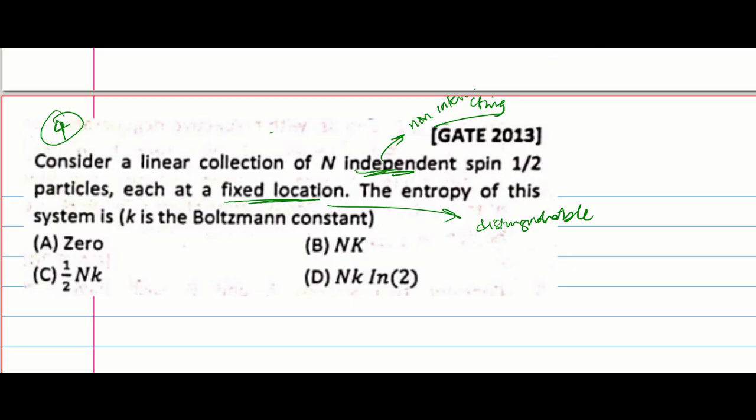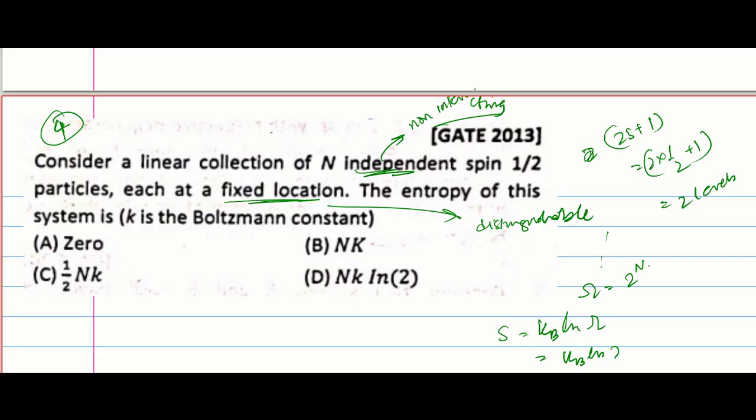So the number of energy levels a spin half particle can have is 2S plus 1, which is 2 into half plus 1, which is 2 levels. Again by the same method, the number of microstates would be 2 to the power n. Again, S is kB ln omega, which is kB ln 2 to the power n, so n kB ln 2. Again, D is the answer.